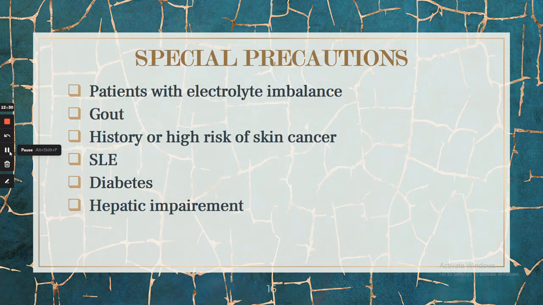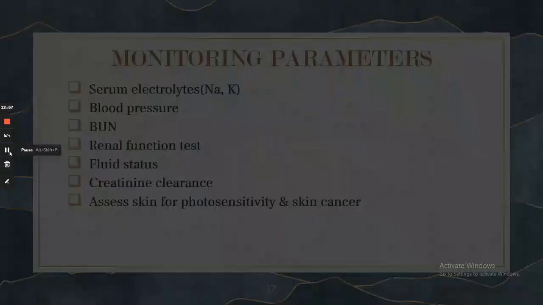Now, special precautions. Special precautions are to be taken in patients who have electrolyte imbalance. The patient should inform the doctor about his condition of electrolyte imbalance, or the doctor should ask himself before prescribing this drug. In gout also, as I said before, hyperuricemia occurs. Then history or high risk of skin cancer, SLE, diabetes, and hepatic impairment.